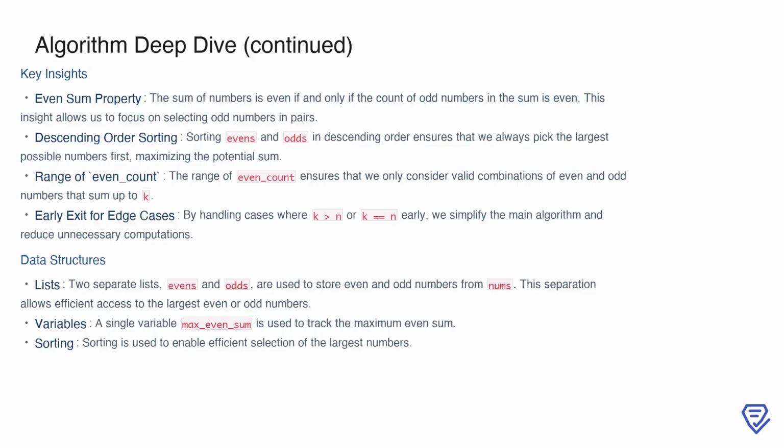From a data structures perspective, we use two lists to store even and odd numbers separately, and a single variable max_even_sum to track the result. Sorting these lists upfront enables efficient selection, ensuring the algorithm performs well.